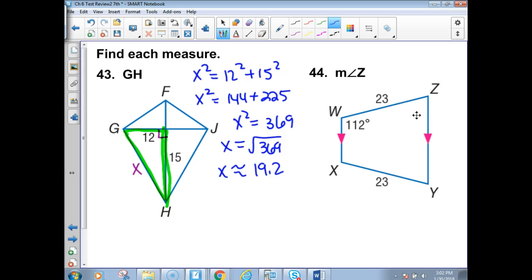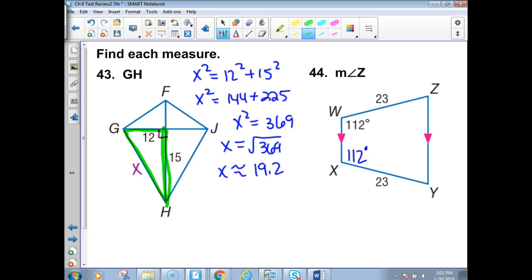44, find the measure of angle Z. What you have to remember about this isosceles trapezoid is base angles are congruent. That one's 112. So let's say you were asked for X, it'd be 112. But they didn't ask for X, they asked for Z. What do you know about the angle W and the angle Z?